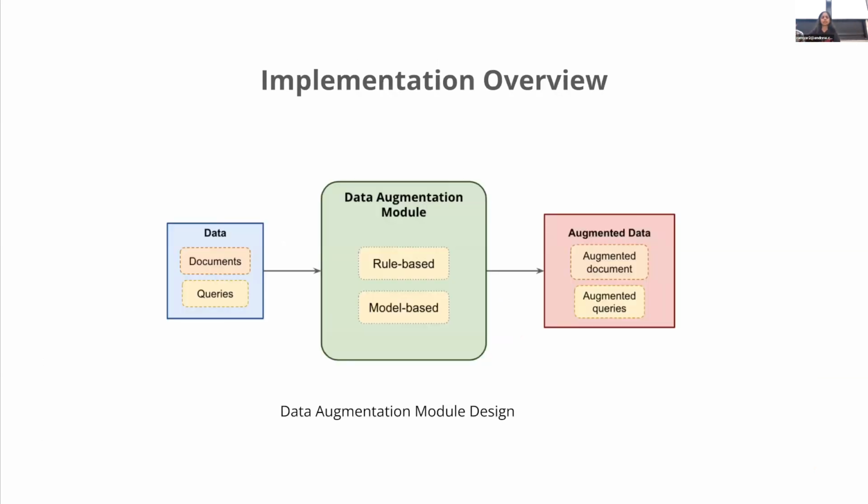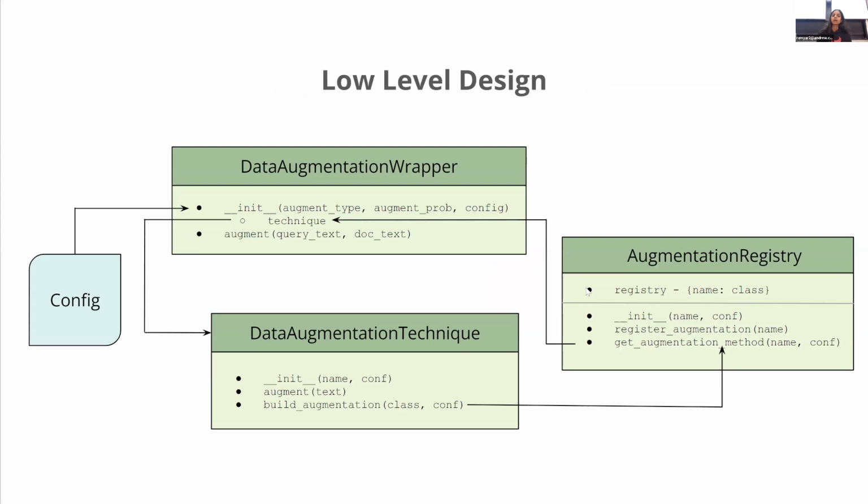This is the implementation overview. Like Ramya said before, we will have rule-based and model-based techniques for our DA module. So let's talk about the low-level design. The way that our DA module fits in the FlexNeuART framework is using data augmentation classes as wrappers and a config file. Now, the config file will contain parameters such as the augmentation probability and whether we want to perform the augmentation on queries, documents, or both, and so on.